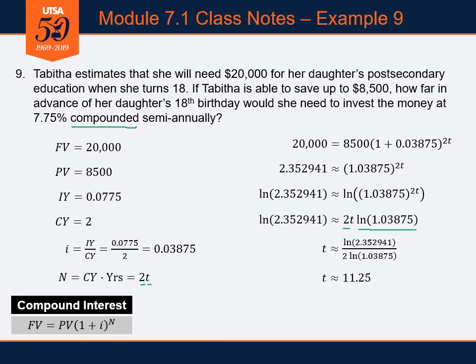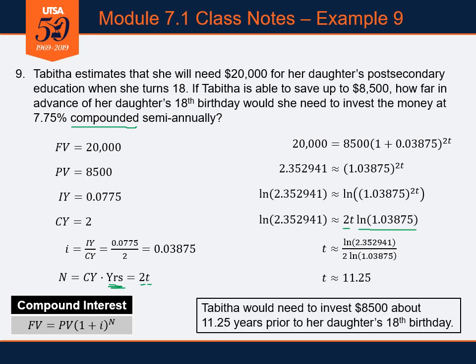So that I can then interpret that answer as, remember, t was the number of years, and the question was, how far in advance of her daughter's 18th birthday would she need to invest the money? Tabitha would need to invest that $8,500 about 11.25 years prior to her daughter's 18th birthday. So not when her daughter's 11, no, she needs a little over 11 years for the money to grow. So you need to start at that 18th birthday and go back 11 and a quarter years, and that's when you have to invest the money. So when she's 7 3/4 years old, that's when she's got a deadline of I need to invest the money by that time so that I can have enough time to turn that $8,500 into $20,000.